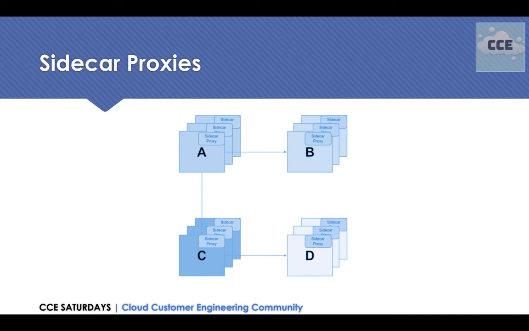Sidecar proxy is a method where you take the service mesh logic. By that I mean all the logic that defines where the other services are, how the routes are, how to discover them, all that, and you put the logic in another microservice attached to each microservice. Every microservice will have a sidecar proxy with it. Service A has a sidecar proxy with the service mesh logic, service B has the sidecar proxy, C and D, all of them have sidecar proxies with them, and they contain the service mesh logic within themselves.